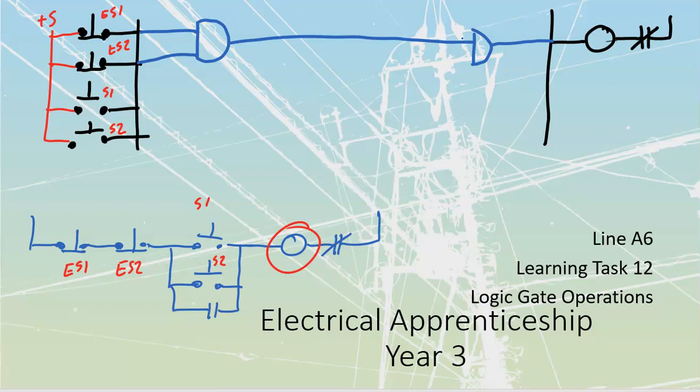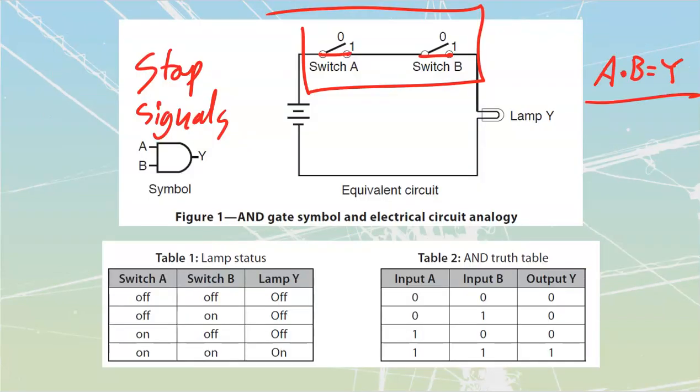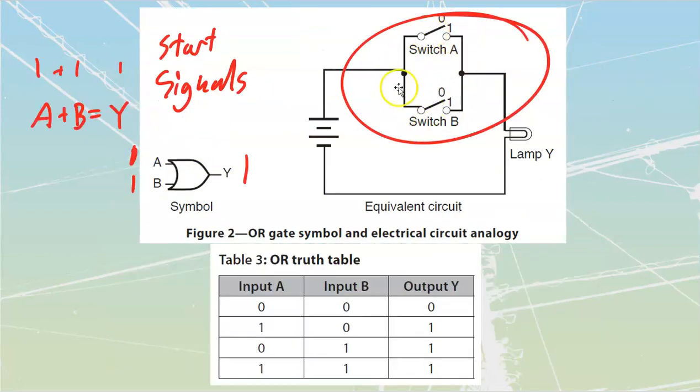These ones over here, I'm going to run in through an OR gate. Remember how I said that anytime we've got stuff that's in parallel, we run it in through an OR gate? Going back to this over here, stop signals come in series. An AND gate replicates seriesness. We run them through an AND gate. Start signals run in parallel, therefore we use them with our OR gate.